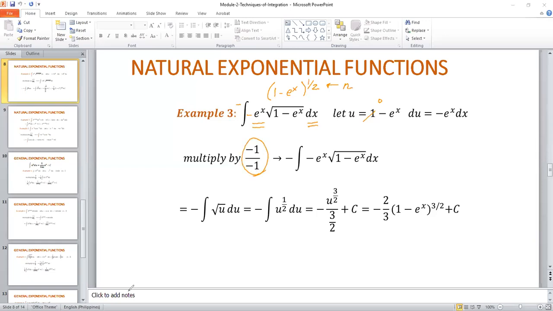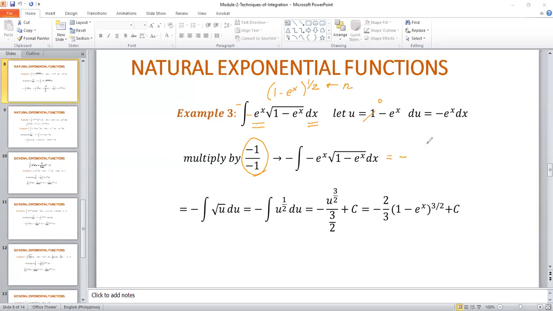over -1. So in that sense now, class, it could be written as the negative of the integral of negative e raised to x square root of 1 minus e raised to x dx, where you can use power rule. Where will you use power rule? In here. So if you use power rule, I'd like to simplify this further by writing it in this form so you can easily follow.